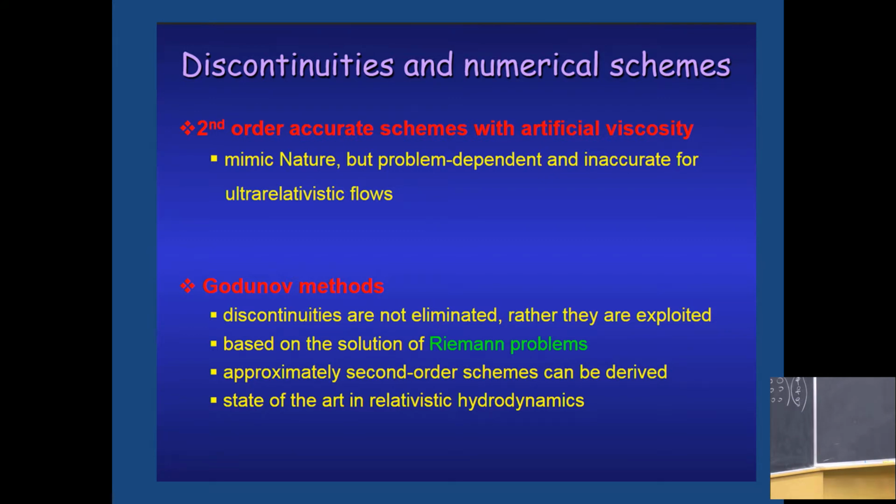So this is what I was saying before. Second order accurate schemes with artificial viscosity. You saw this with Sasha Husa. Sasha described the addition of artificial dissipation, right? I think I saw that in one of the lectures.